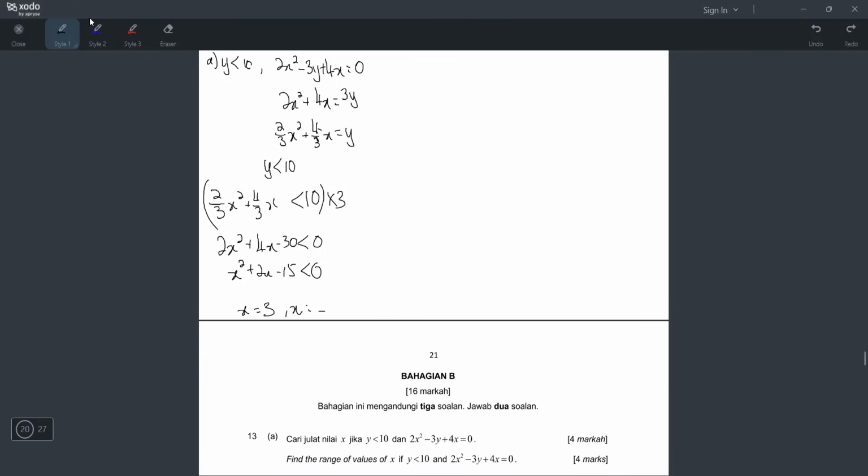Okay, this one I wrote wrongly. This one is 5. So what I have to write up here? Bracket x minus 3, bracket x plus 5. And of course, you have to follow smaller than 0. This one also smaller than 0. But the equal here, you have to write equal. This equal you cannot change to smaller.